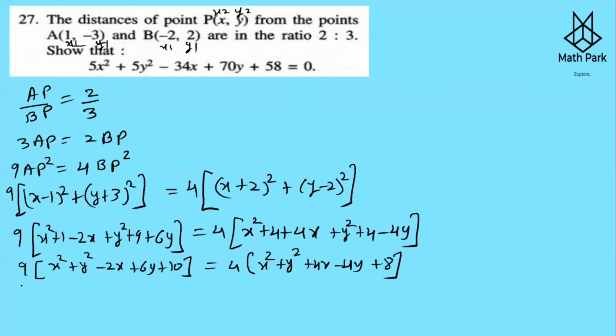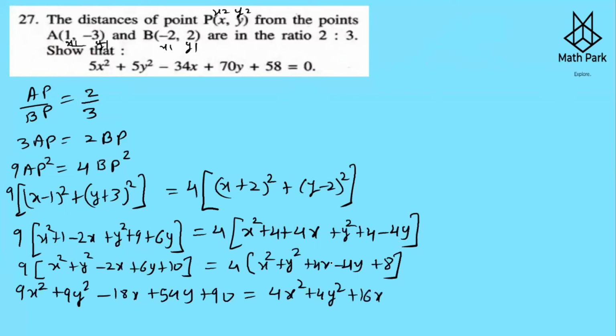So we'll be multiplying by 9. 9x square plus 9y square minus 9 2s are 18x. 9 6s are 54y. 9 times 10 is 90, is equal to 4 into x is 4x square. 4 into y square is 4y square. 4 4s are 16x. 4 into minus 4y is minus 16y. 4 8s are 32.